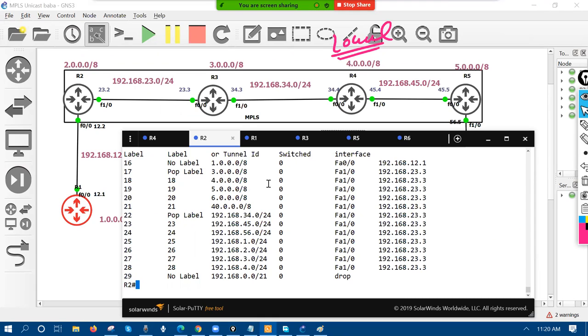I don't know why the summary is showing no labels. For the last 20 minutes, it has not been present over there. Clear the LDP neighbors.